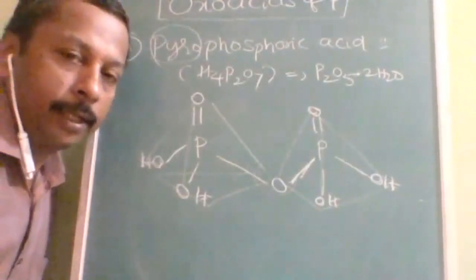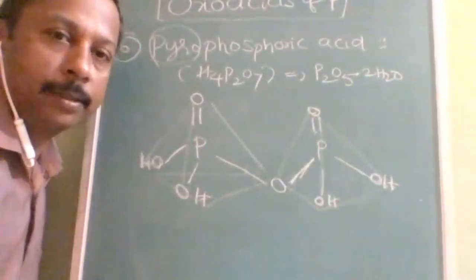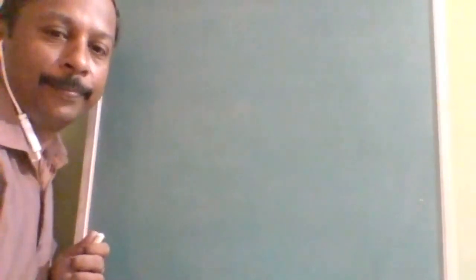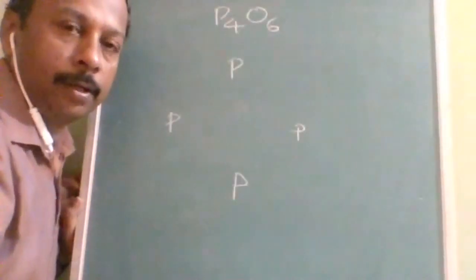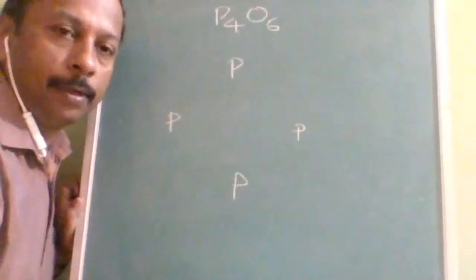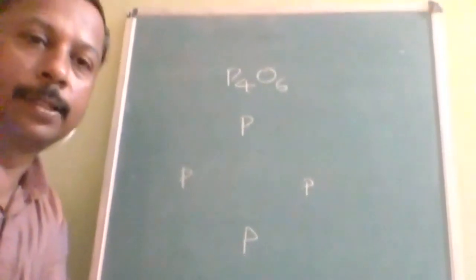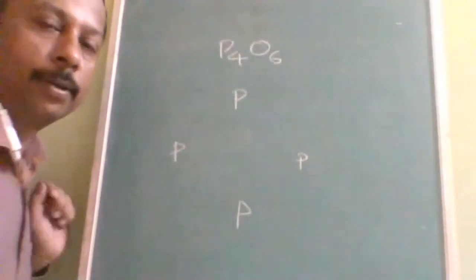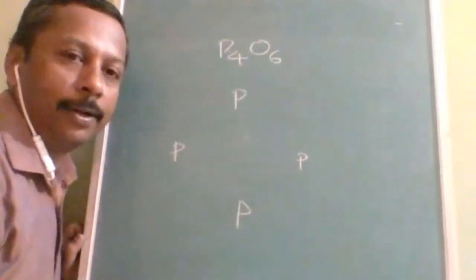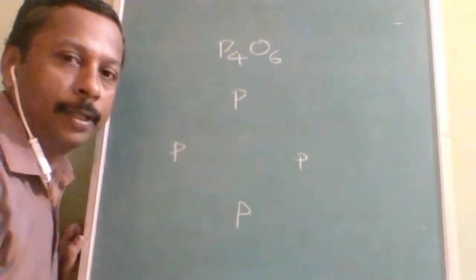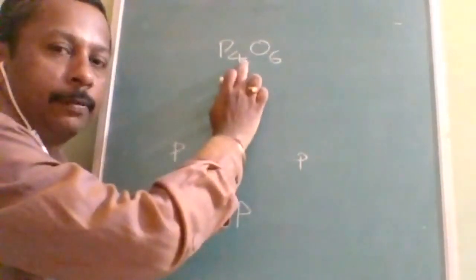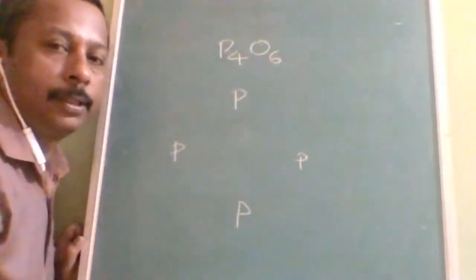Okay. So next, coming to the small topic, oxides of phosphorus. With a beautiful explanation I am going to explain. Oxides of phosphorus are two: phosphorus trioxide and phosphorus pentoxide. First we will draw the structure of phosphorus trioxide. How many phosphorus are there? 4, and 6 oxygens.